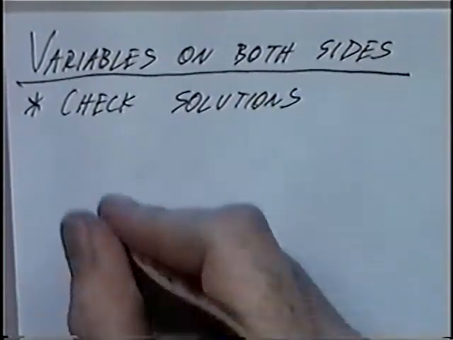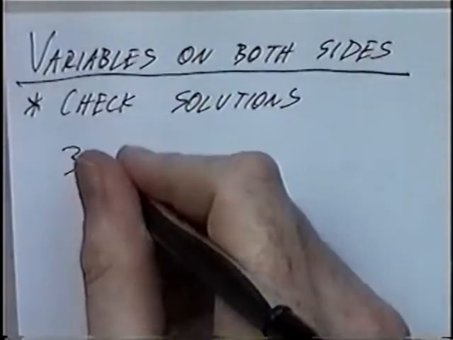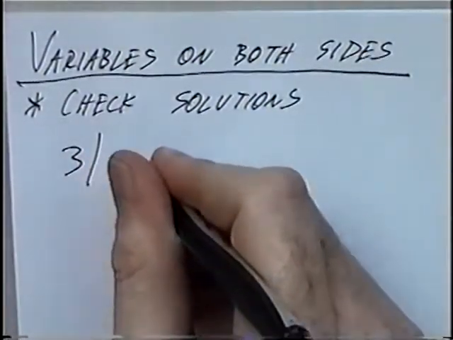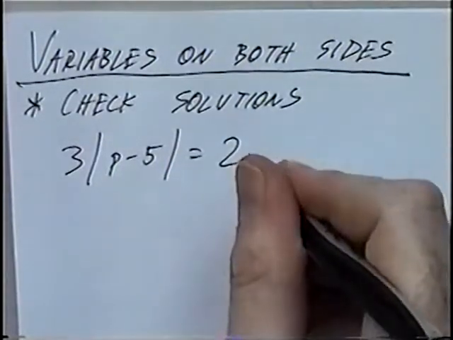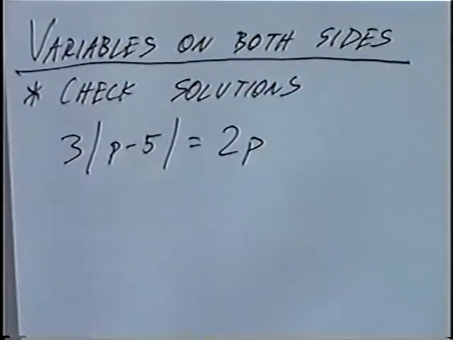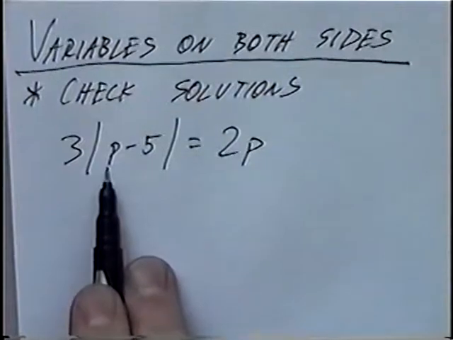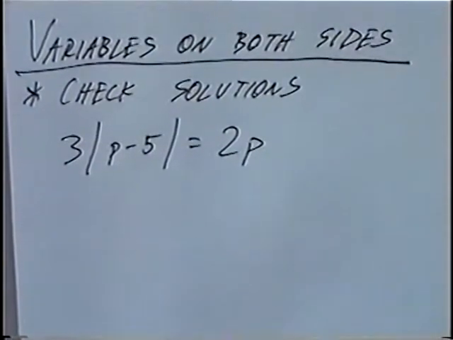First question we'll solve is 3 times the absolute value of p minus 5 equals 2p. Again, for these questions, we will have variables on both sides of the equations.